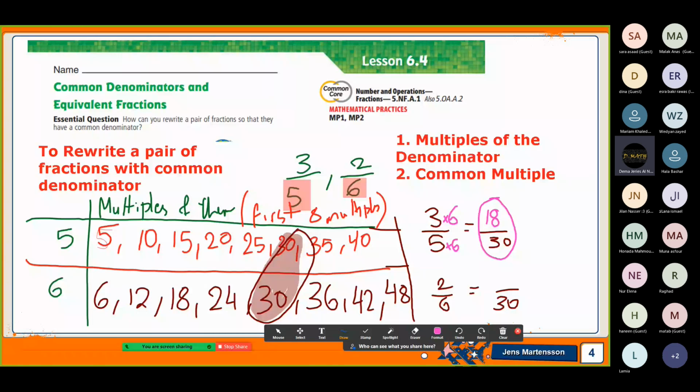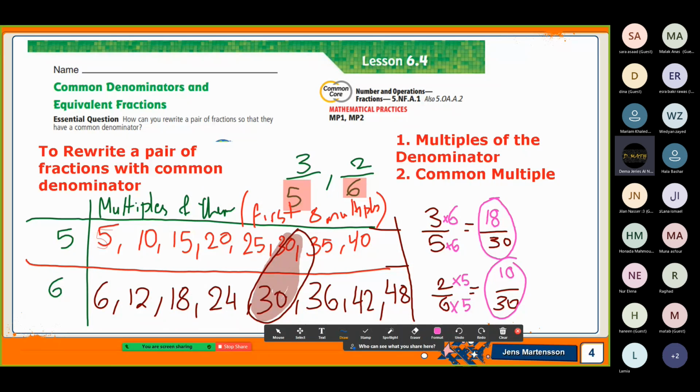The second one now. How can I make 6 to be 30? What do I have to do? Multiply it by 5. Bravo. And since I multiply the denominator by 5, I have to multiply the numerator by 5. And then 2 times 5 is what? 10. Bravo. So now, after I finish this, I rewrite the fractions with a common denominator.